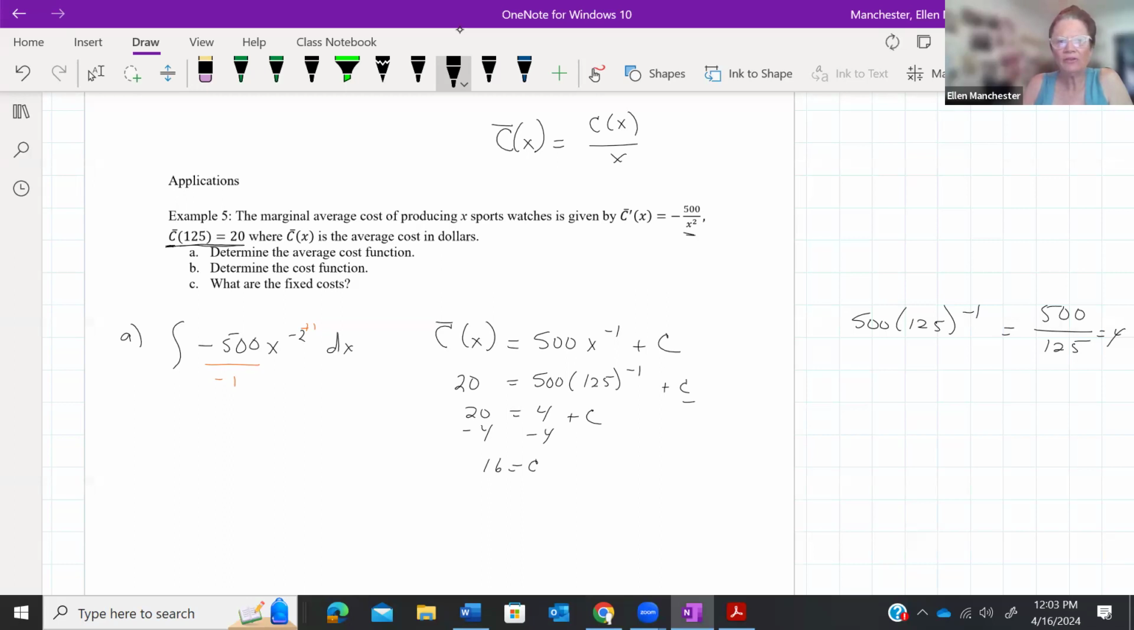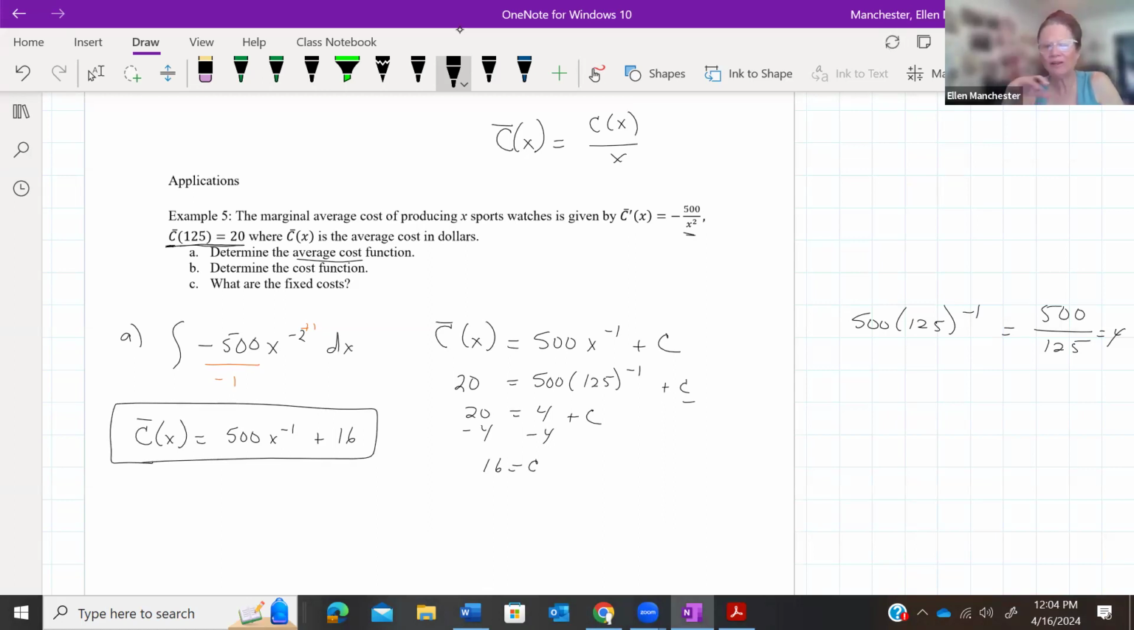Okay, so A says find the average cost function. So the average cost function is 500 x to the negative 1 plus 16. There's our average cost function. Okay, so it's nothing new. It's what we just did, finding the particular antiderivative. Now B is saying, what's the cost function?